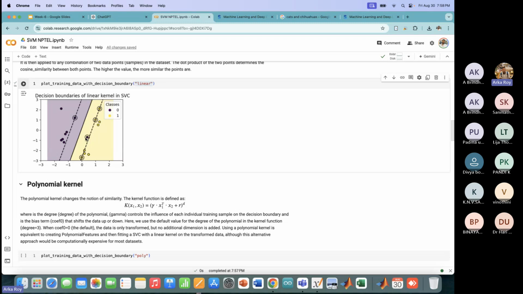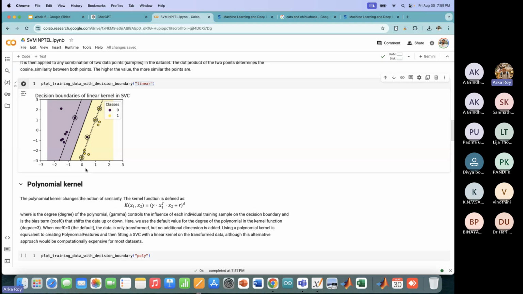Linear SVM will do good classification only when your data is strictly linearly separable. Otherwise, you will see some sort of misclassification, like you have seen over here. This particular sample is misclassified.